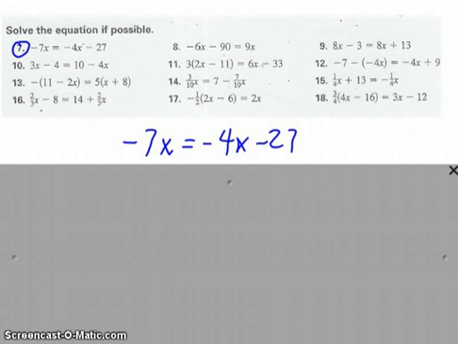So the first one here, number 7, I've rewritten out here in blue. And what you've got here is a case where x's are on both sides, and you've been asked to solve the equation. Well, solve the equation means tell us what the missing information is. Solve the problem. And the problem is that we don't know what x is.